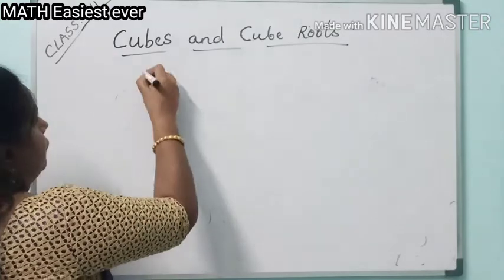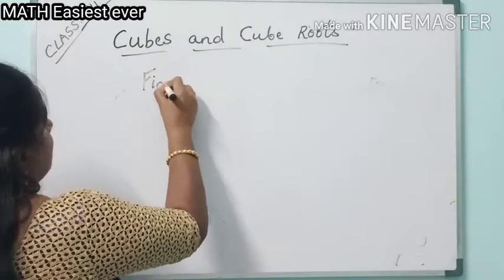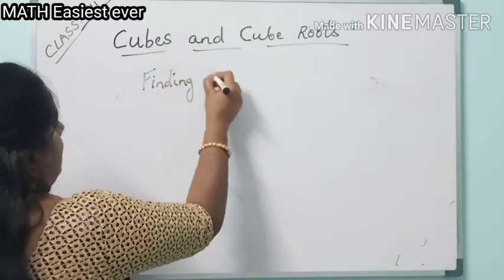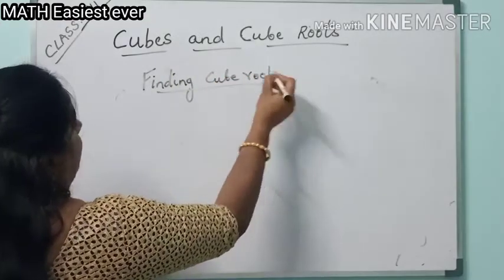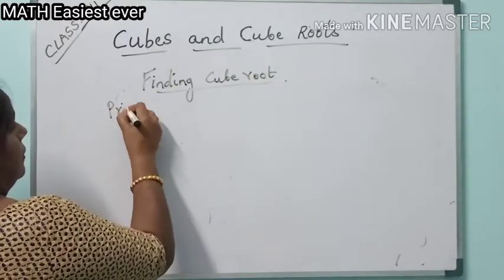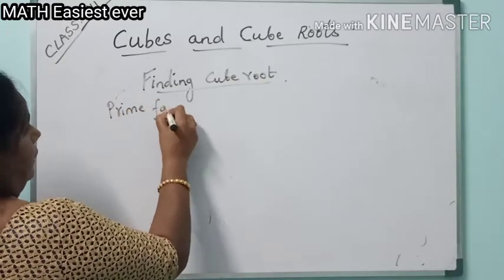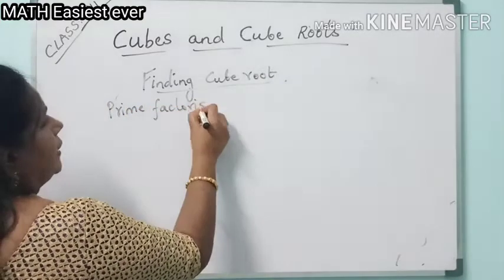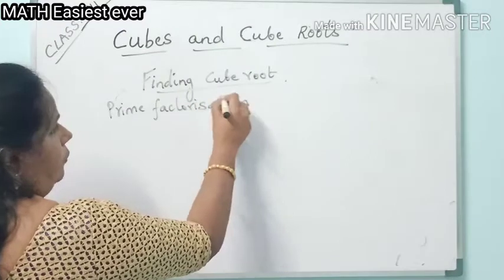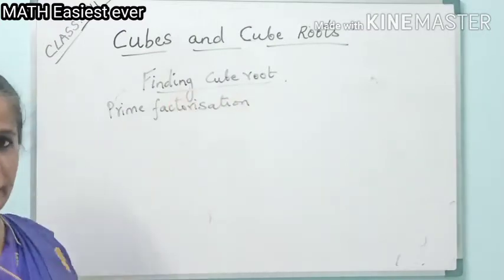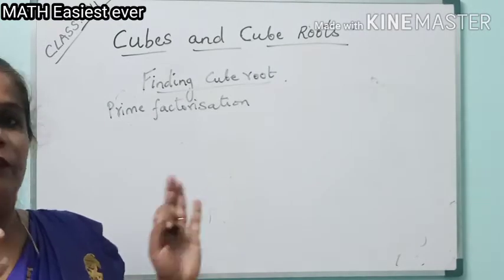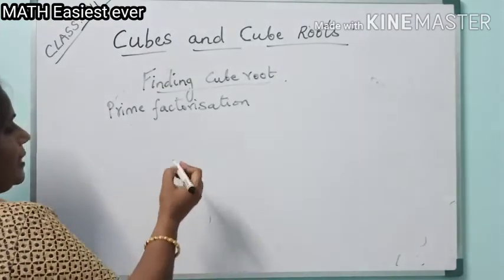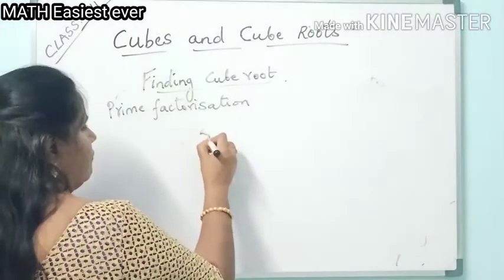So finding cube root using prime factorization method. As you did the same for square root, you do the division correctly, the same method. After that, grouping only differs for cube root, right? Now, let's take a number, any number. So let's take 512.